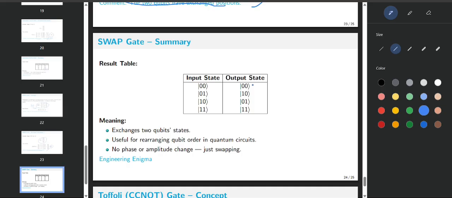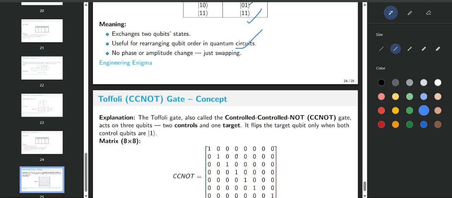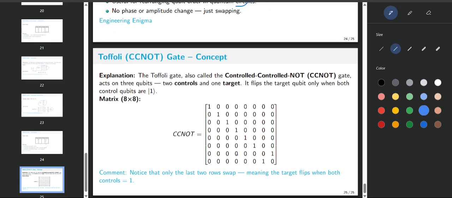If it is 0 0, there is the same element, so there will be no swap, you will end up getting the same answer. If it is 0 1, you will end up getting 1 0. If it is 1 0, you get 0 1. If it is 1 1, those two are the same, so the basis remains the same, you get 1 1. So it exchanges 2 qubit states, useful for rearranging qubit order in quantum circuits. This you need to remember and write in your exam for better understanding.